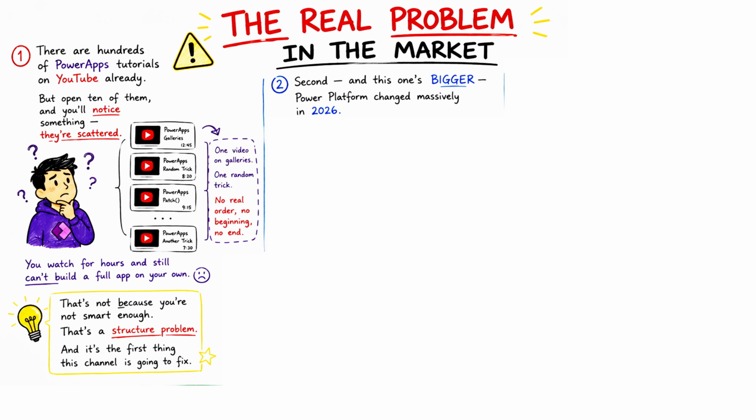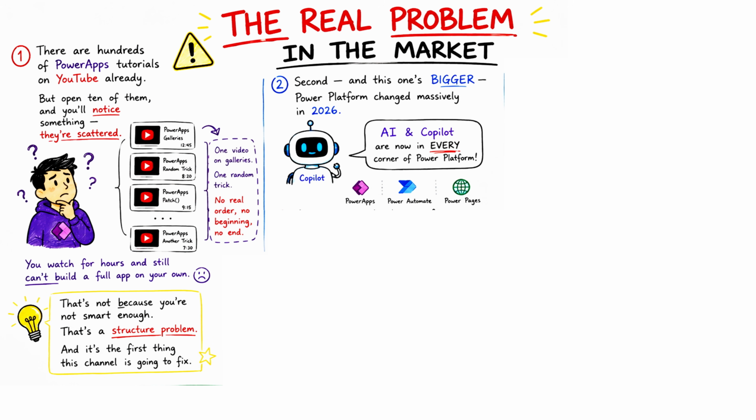Second, and this one is bigger, Power Platform changed massively in 2026. Microsoft has pushed AI and Copilot into every single corner of it: your applications, your automation, even your portals. So if the course you are learning from is even a year old, you are learning a version of this tool that does not fully exist anymore.